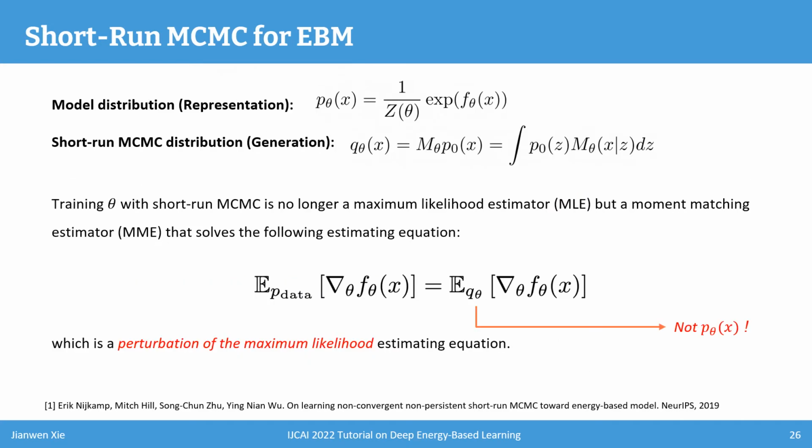Training the parameters of the energy-based model with a non-convergent short-run MCMC is no longer a maximum likelihood estimator, but a moment matching estimator that solves this estimating equation, which is the perturbation of the MLE estimating equation, where we replace the model P by the short-run distribution Q of x.